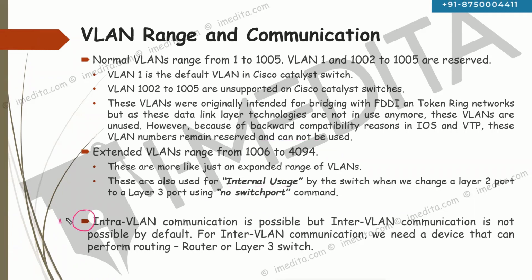Within the same VLAN, communication is possible, but inter-VLAN communication is not possible by default. For inter-VLAN communication, you need to perform inter-VLAN routing using a router or a layer 3 switch. So the total range goes from 1 to 4094, divided into two parts: normal and extended. Normal range VLANs are 1 to 1005, and extended are 1006 to 4094.